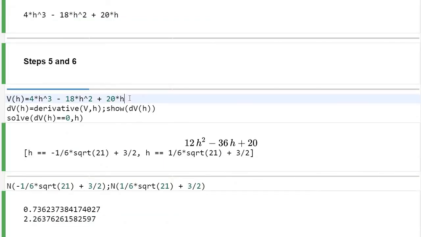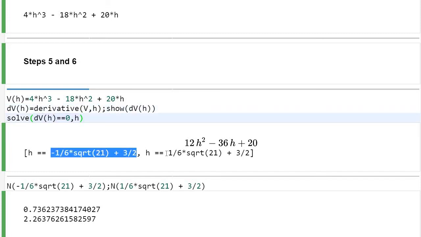Alright, I'm going to define v to be that function. It's a function of h. I'm going to take the derivative with respect to h of this function. I'm going to find out where this derivative is equal to 0. And Sage gives me two answers.